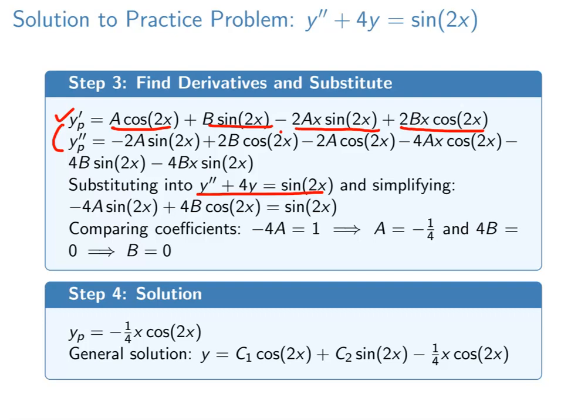So that will give minus 4a sin 2x plus 4b cos 2x is equal to sin 2x. Now comparing the coefficients, minus 4a is equal to 1, so a will be minus 1 by 4, and 4b is equal to 0, so b will be 0. So the solution will be yp is minus 1 by 4 x cos 2x, and the general solution, y is nothing but CF plus PI, so that will give c1 cos 2x plus c2 sin 2x minus 1 by 4 x cos 2x.